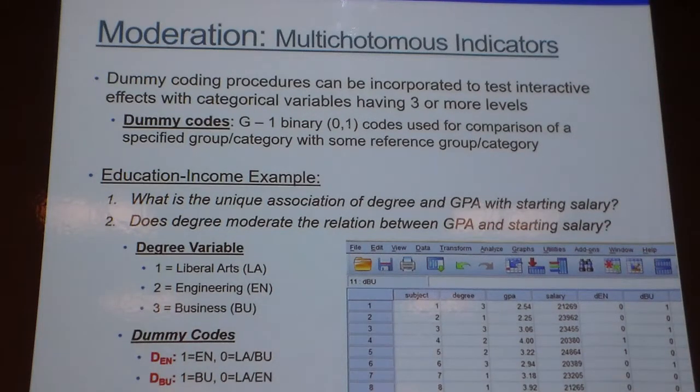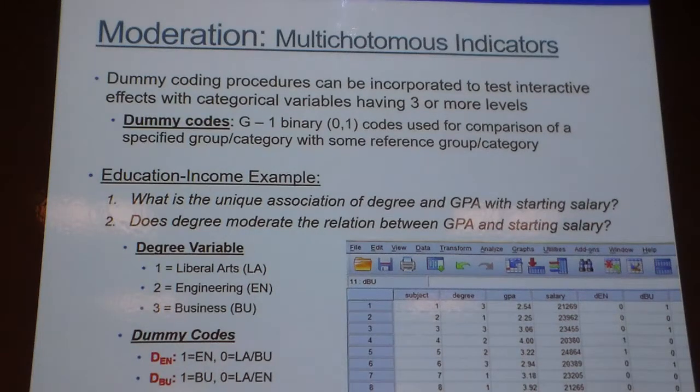Right? Do not include then a dummy code for liberal arts, because then you're going to have collinearity. Right? If you throw all 3 of those in the model, everything's going to come crashing down, because if I know what your value is for the dummy code for engineering and for business, I can perfectly predict the value you have for liberal arts, and that's going to make your whole thing come apart, right? So with dummy codes, it's always going to be the number of categories minus 1. That's the number of dummy codes you're going to have in the model. Okay? We'll see how we set this up.